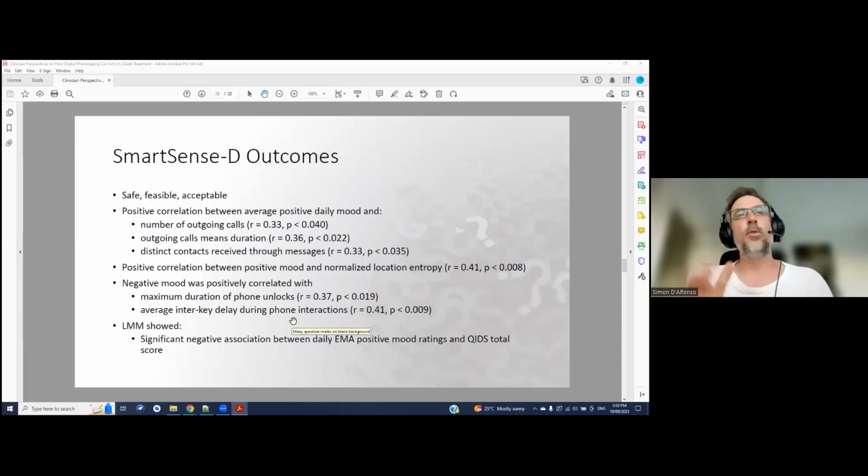And we also, Andreas primarily, also did a linear mixed model, which showed significant negative association between daily EMA positive mood ratings and QIDS total score, which perhaps isn't too much of a surprise. If in general, day to day, you have a positive affect, then you're going to probably have a lower overall depression score at the end of that 8-week period.